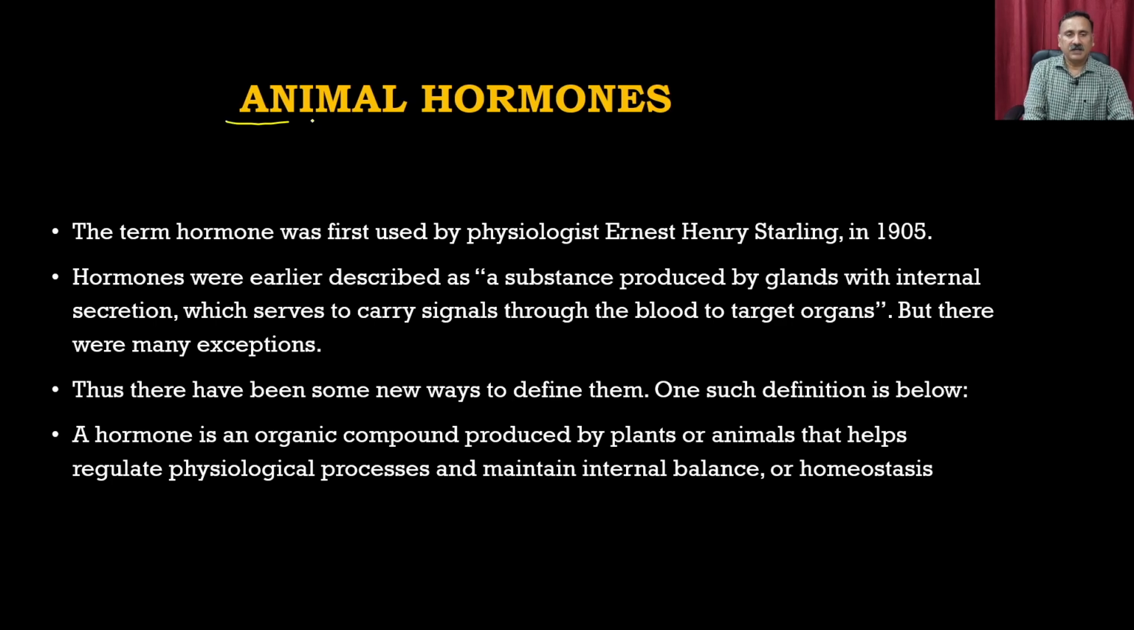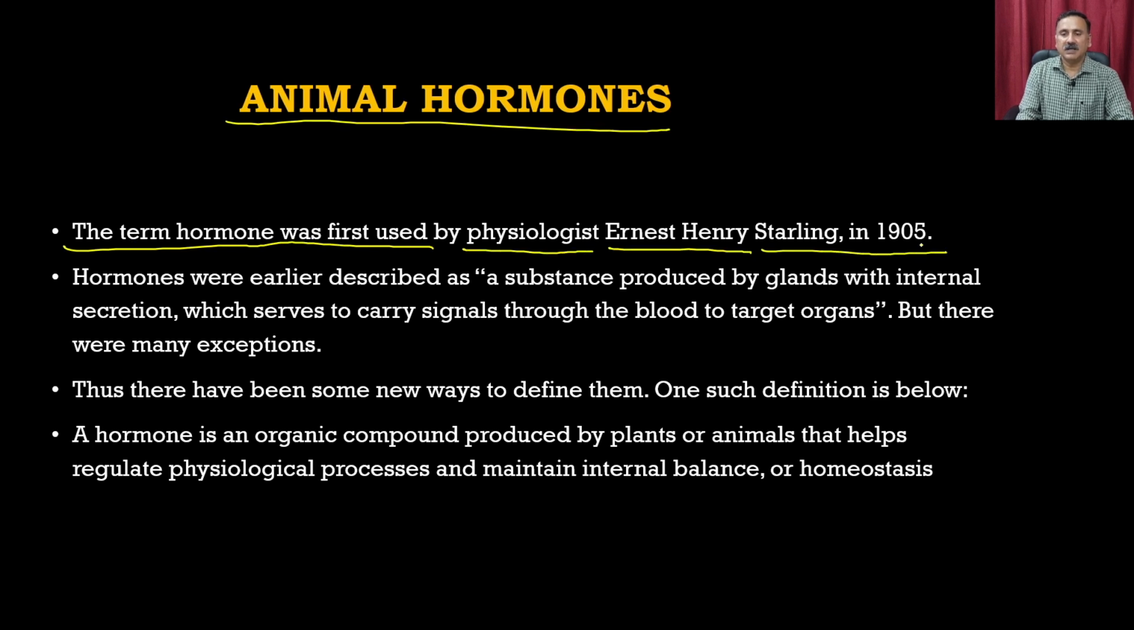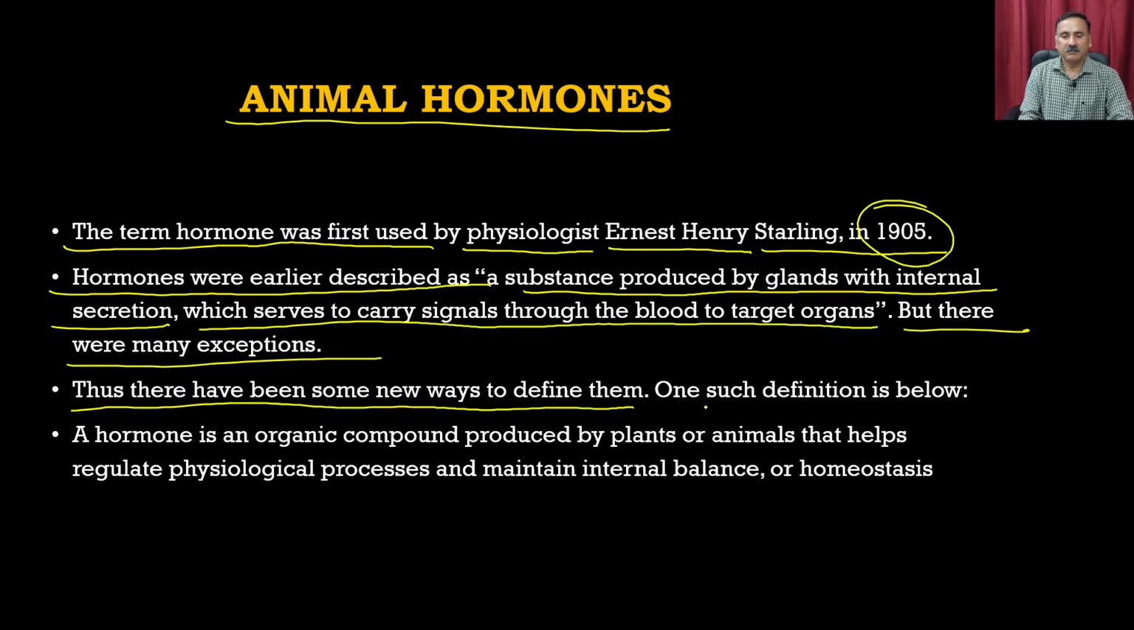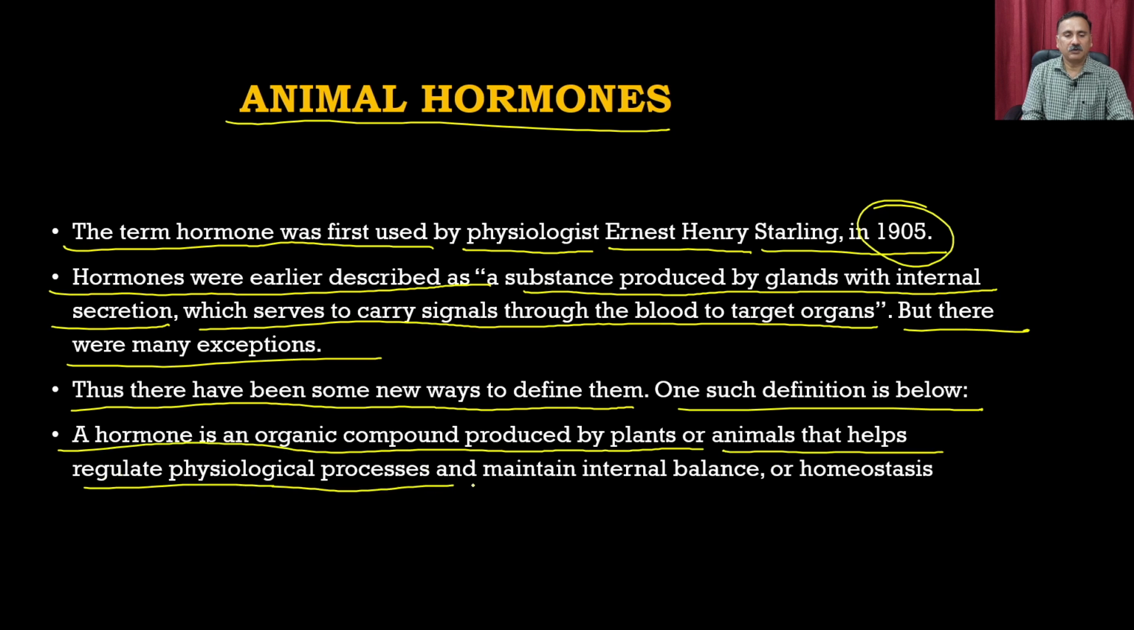So the first is animal hormones. The term hormone was first used by the physiologist Ernest Henry Starling in 1905. Hormones were described as substances produced by a gland with internal secretion which serve to carry signals via the blood to target organs, but there were many exceptions. Thus, there have been some ways to define them. One such definition is that a hormone is an organic compound secreted by a plant or an animal that helps to regulate physiological processes and maintain internal balance, or homeostasis.